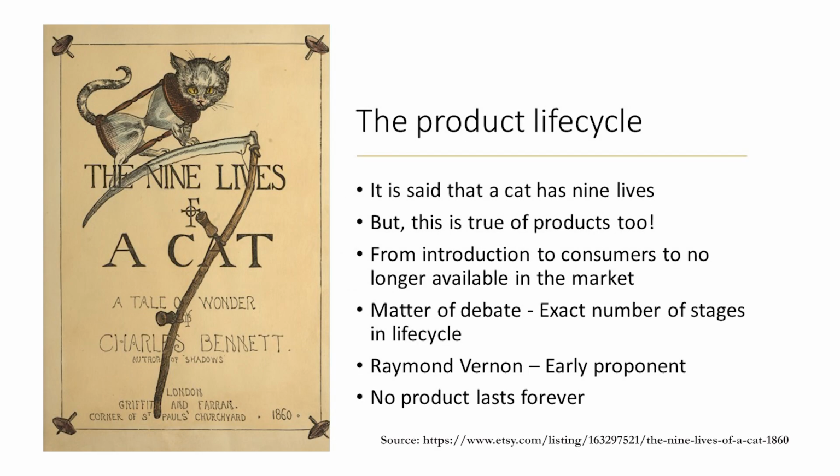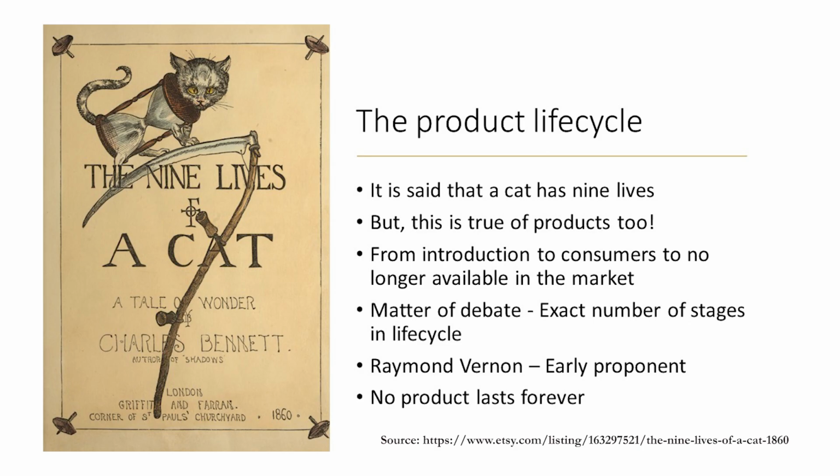Okay, so, let us think about the product life cycle. What is the life cycle of a product? It is said that a cat has 9 lives, but this is true of products too. From introduction to consumers to no longer available in the market. Eventually many products just go out of circulation. It is a matter of debate what the exact number of stages in the life cycle of a product is.